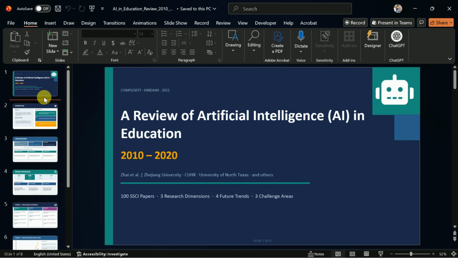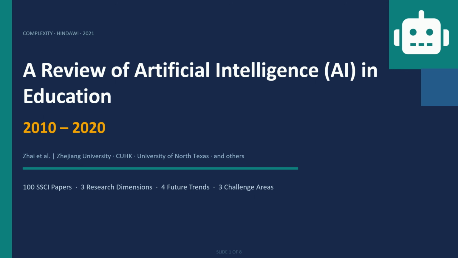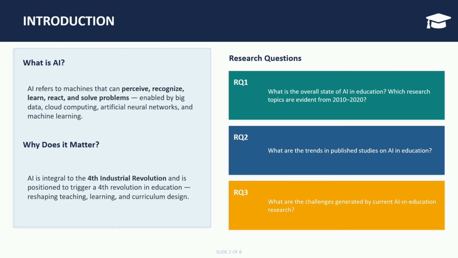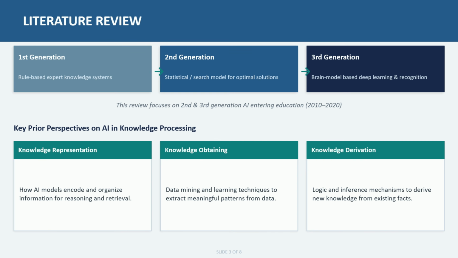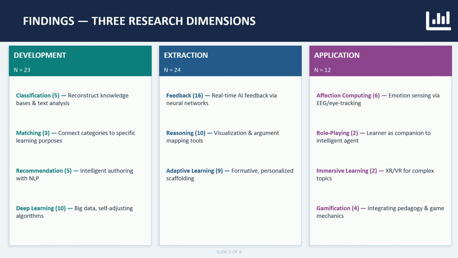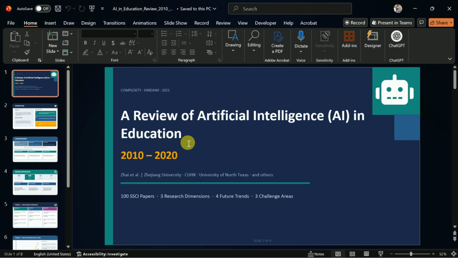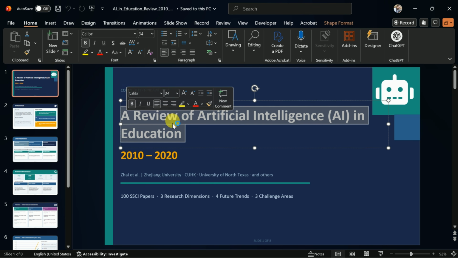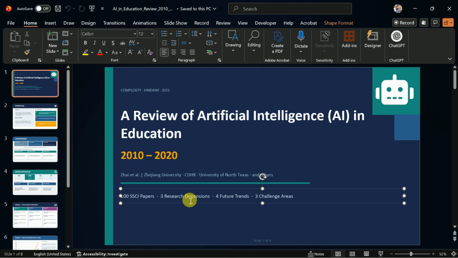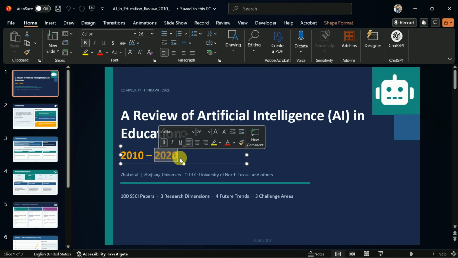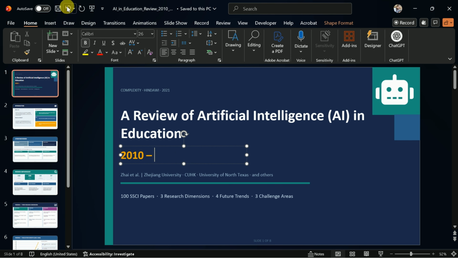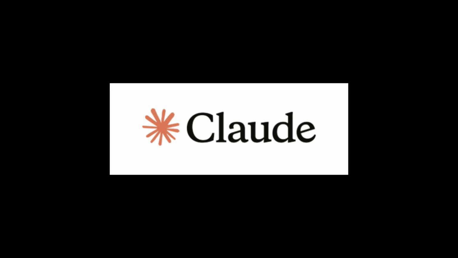As you can see, this presentation is about a review of artificial intelligence in education. It is a review paper covering studies from 2010 to 2020, and it begins with an introduction, research questions, review findings, research dimensions, discussion, future trends, challenges, and recommendations. These are exactly the slides we requested. And the best part, you can edit each and every slide as per your need, which was simply not possible with NotebookLM. So, to summarize, we have found a better AI tool than NotebookLM, and that tool is Claude.